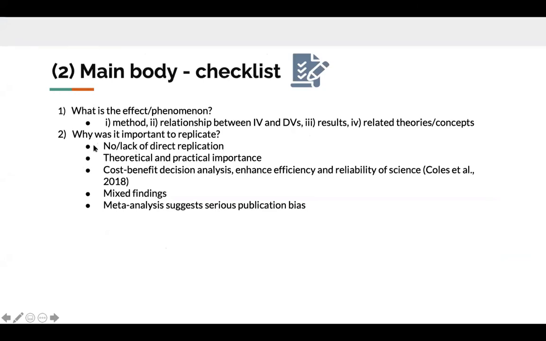So for example, it might be because there's a lack of direct replication, and then there might be theoretical and practical importance. Talk about cost-benefit decision analysis, enhance efficiency and reliability of science. Maybe there's mixed findings, or meta-analysis suggests a serious publication bias. Quick question, do all of you know what a meta-analysis is? If you don't, basically it's a quantitative synthesis of multiple studies of an effect and phenomenon, and it summarizes the main findings.